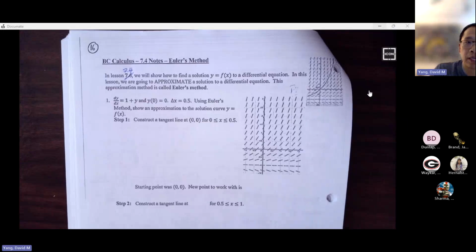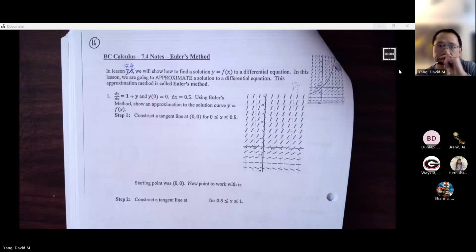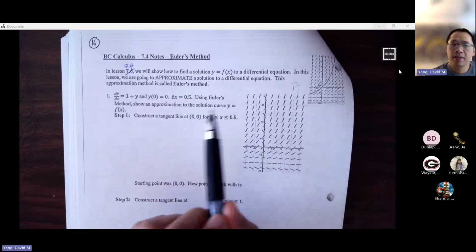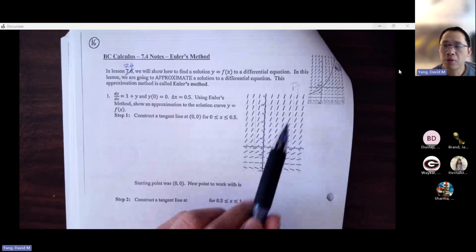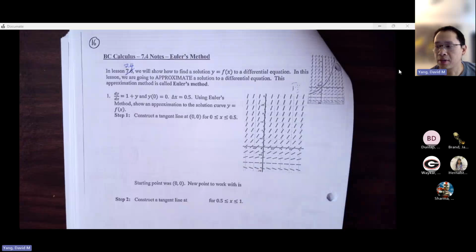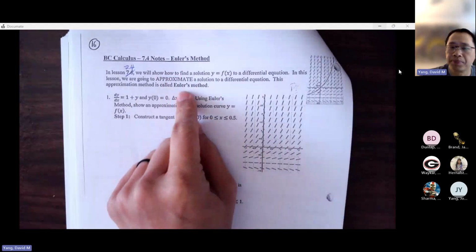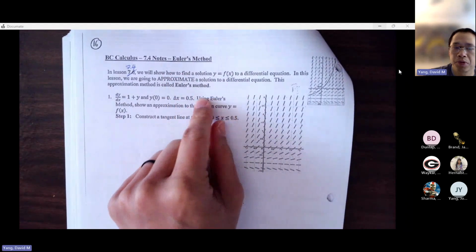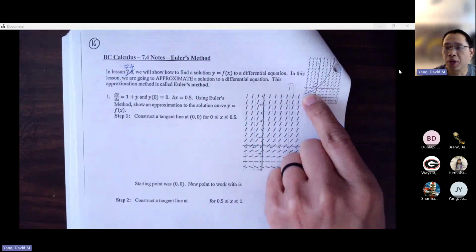All right, let's get started. We're on page 16 here. We're looking at Euler's method. This is kind of like a combination of slope fields and linear approximation, because we're going to be using a differential equation to approximate a solution to the equation.